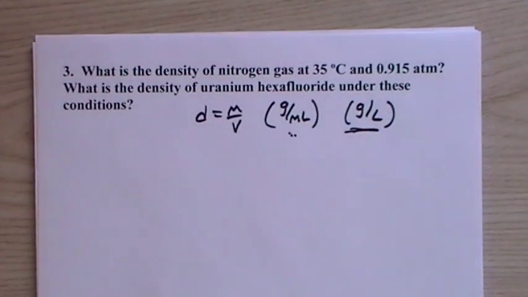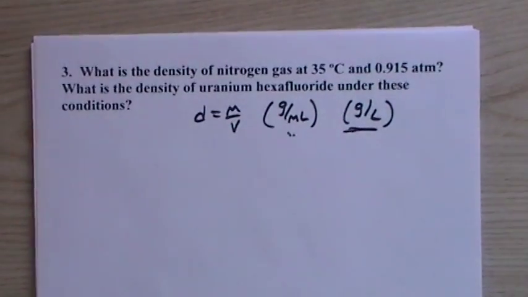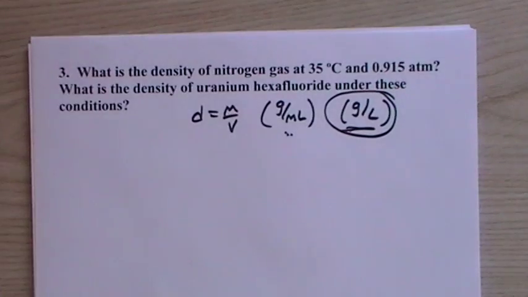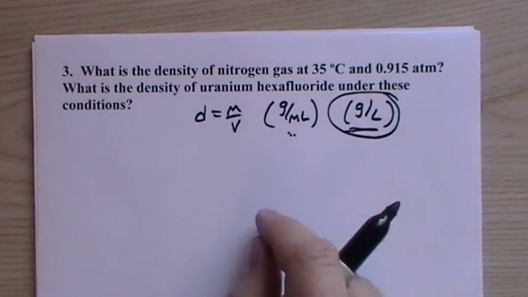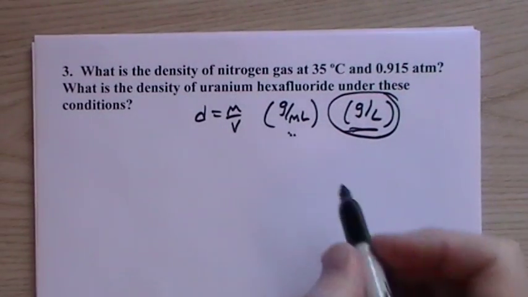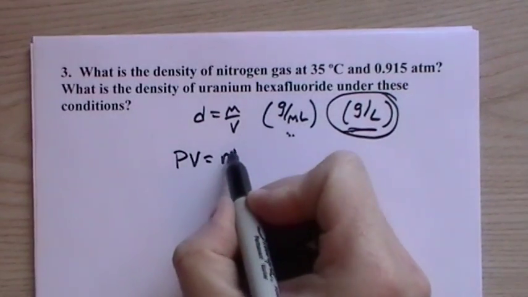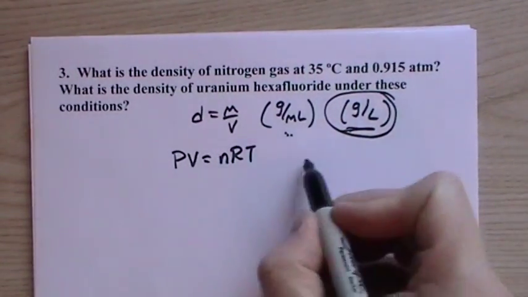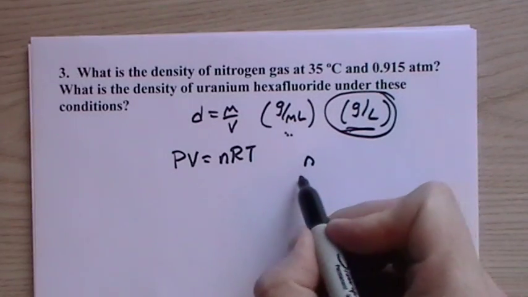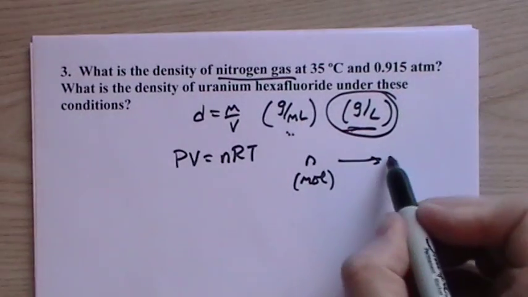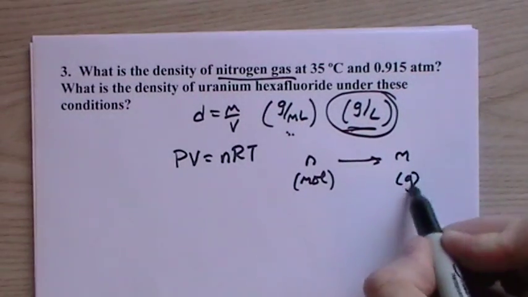You can certainly use these unless it's otherwise specified. I didn't specify it, but I'm going to use these because our volume of a gas from the ideal gas law is already in liters. Now we have grams. Grams isn't present in the ideal gas law, but we have n, which is moles. And as long as we know the gas, which we do, we can convert to mass, which is in grams.